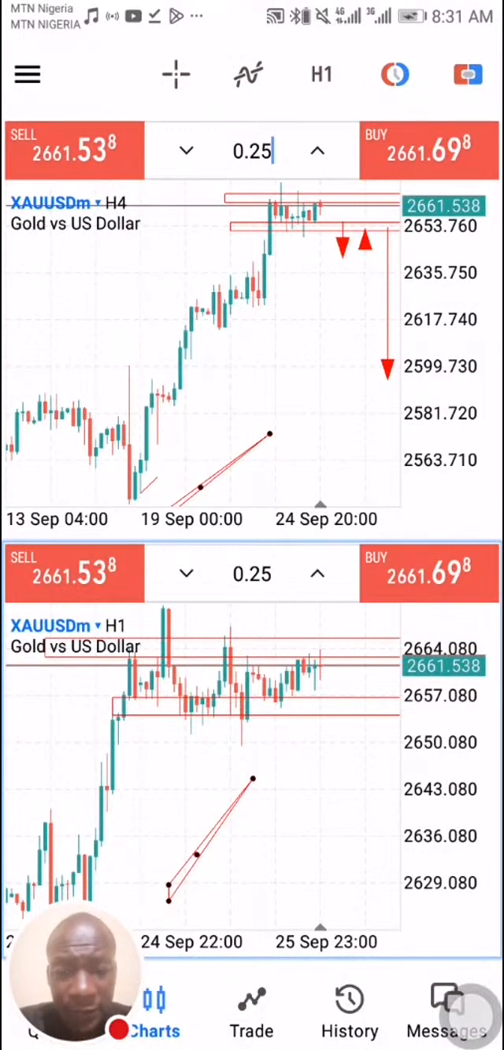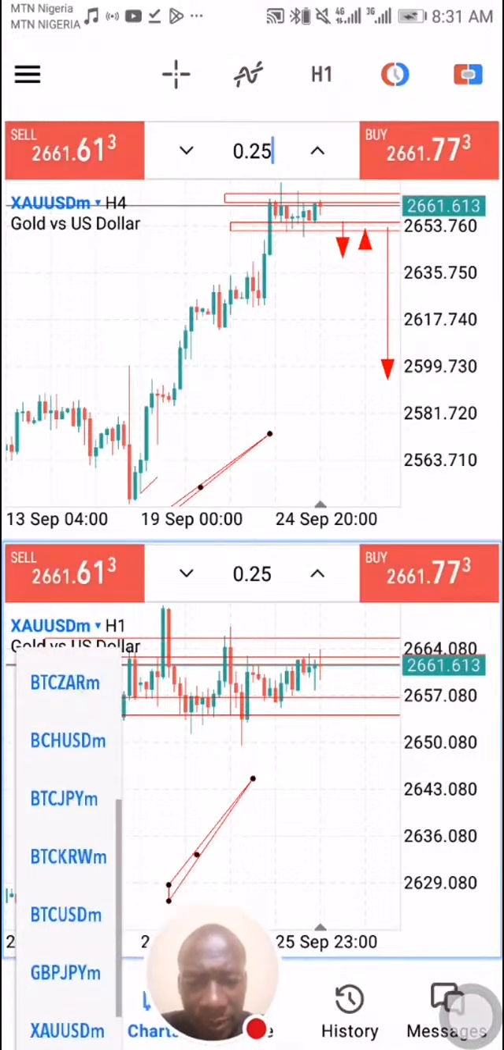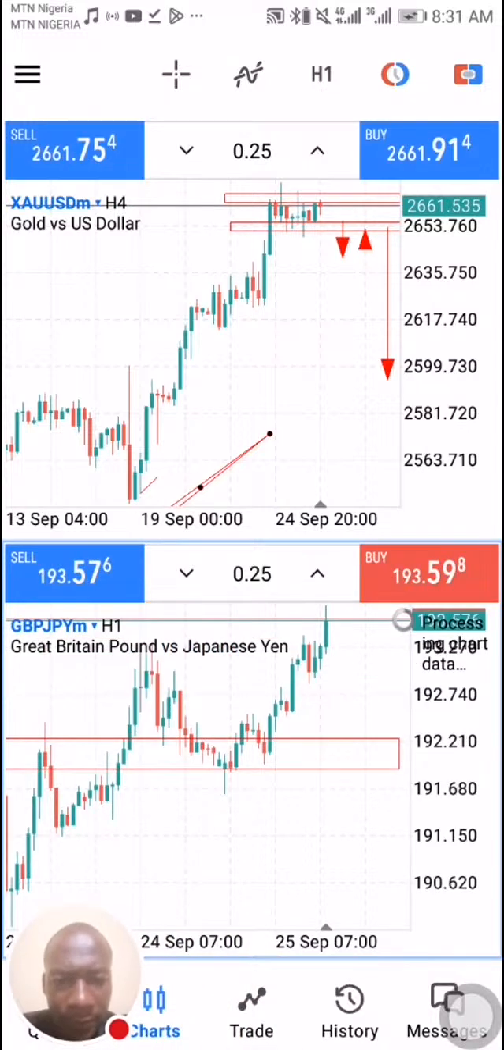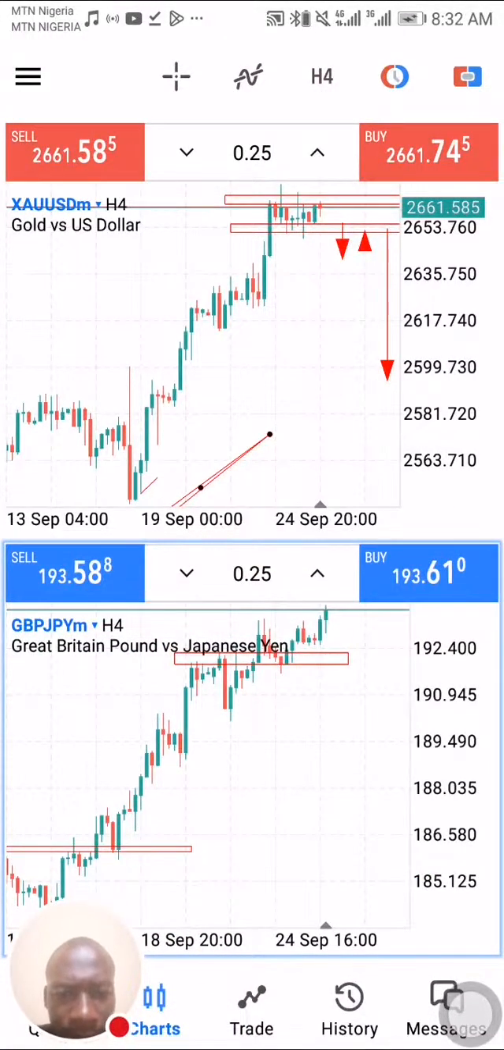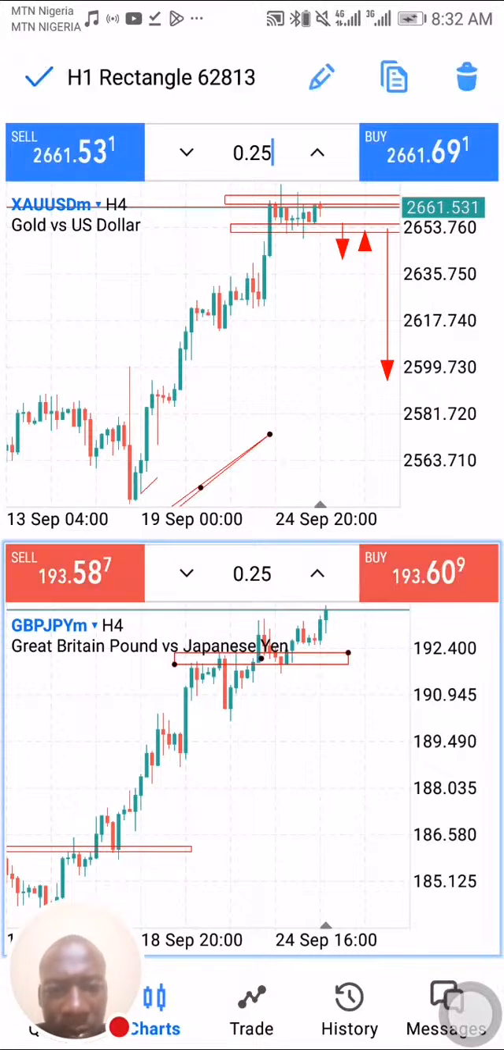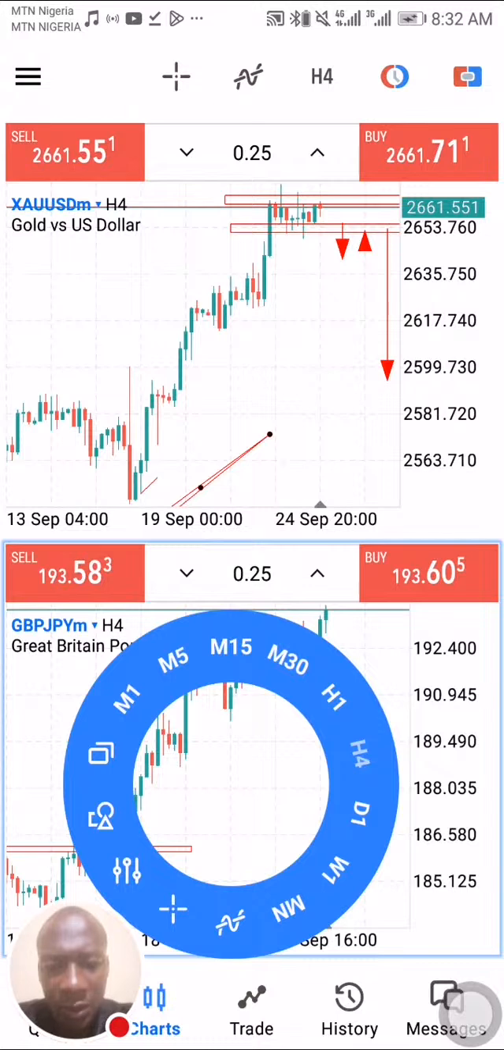So that's the analysis for gold. And let's check out other pairs like the pound JPY. So for the pound JPY, the trend is also up from the 4-hour time frame. Let me draw out our trend line.